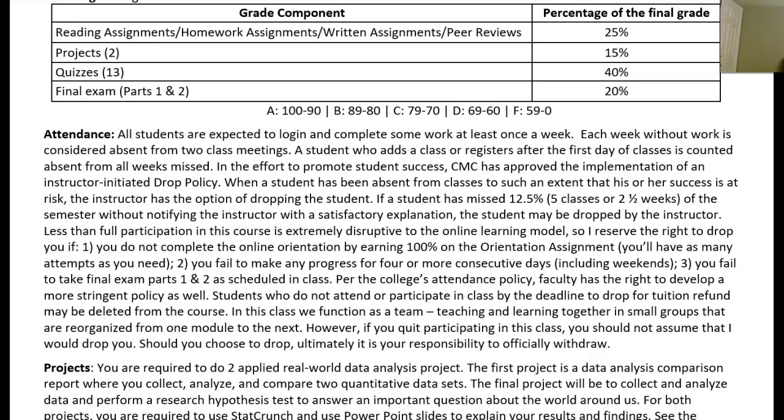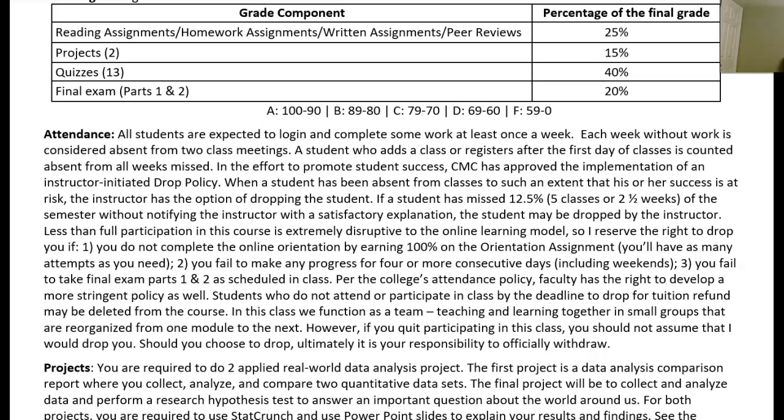Less than full participation in this course is extremely disruptive to the online learning model. So I reserve the right to drop you if 1. You do not complete the online orientation by earning 100% on the orientation assignment, and you will have as many attempts as you need. 2. You fail to make any progress for 4 or more consecutive days, including weekends. And number 3, you fail to take final exam parts 1 and 2 as scheduled in the class. Per the college's attendance policy, faculty has the right to develop a more stringent policy as well.